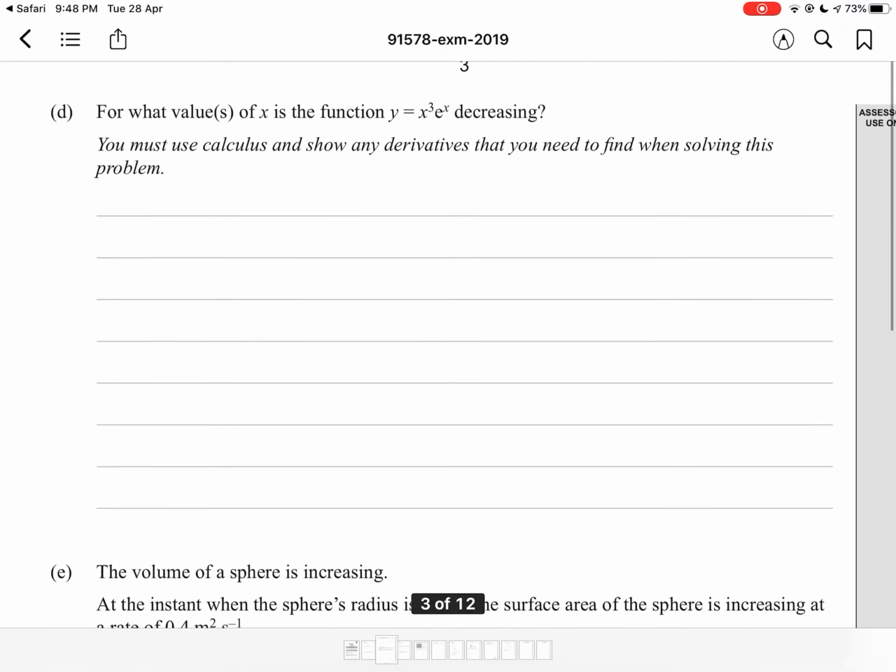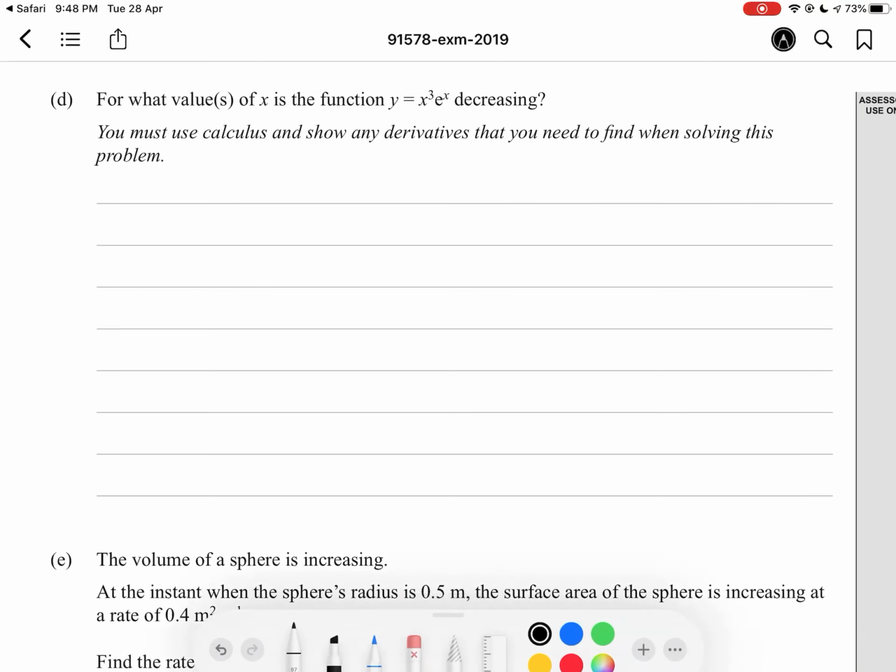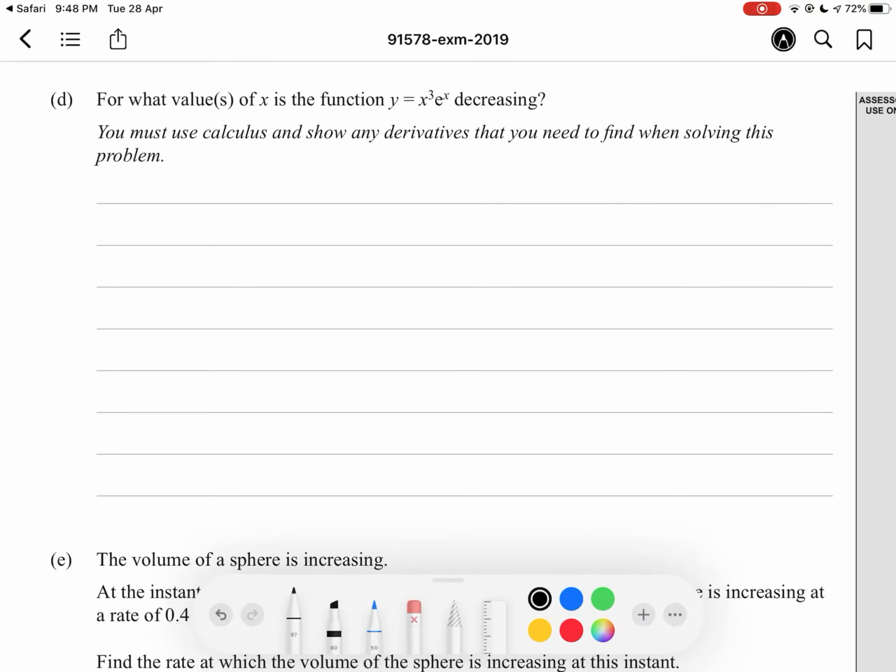All right. Question D. For what values of x is the function y equals x cubed e to the power of x decreasing? In this case, we have two functions, x cubed and e to the power of x, multiplied together. Therefore, we're going to differentiate using the product rule. If we say this is f of x and this is g of x.